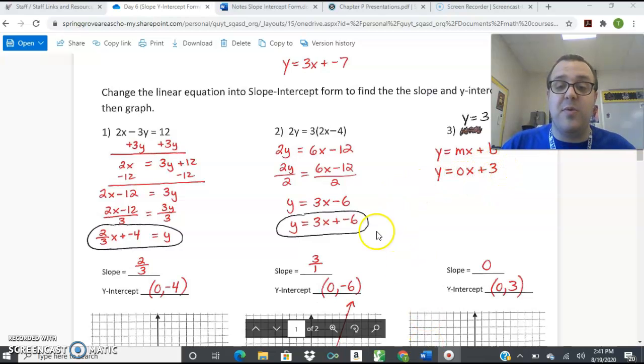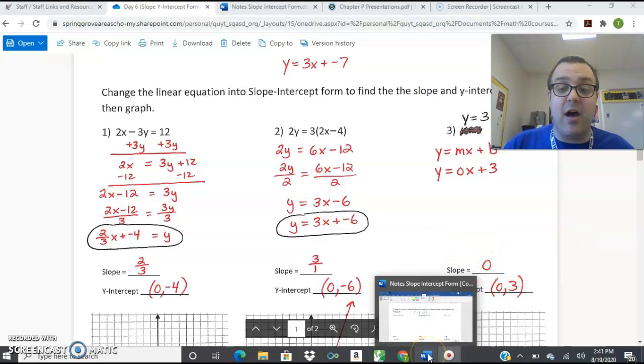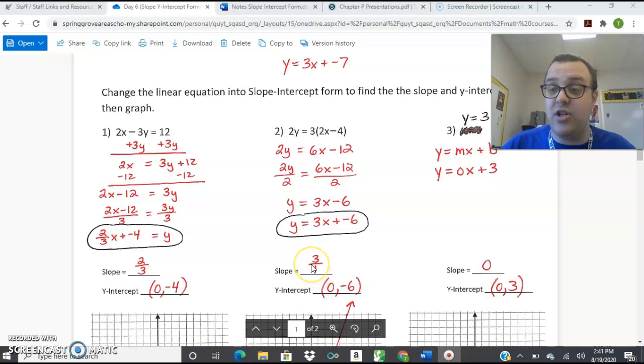All right, so we got all our equations, we got our slopes and our y-intercepts. Now what we're going to do is talk about how do I go ahead and graph these equations, how do I take them and how do I graph them.